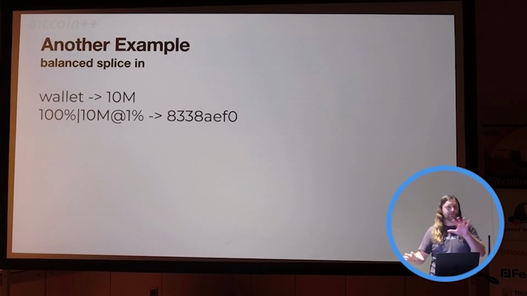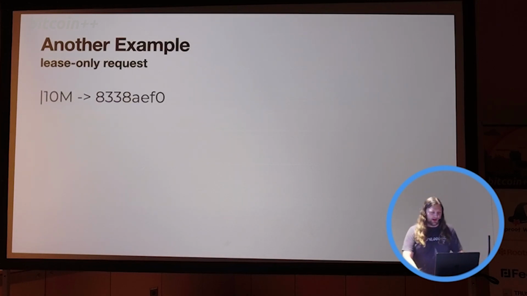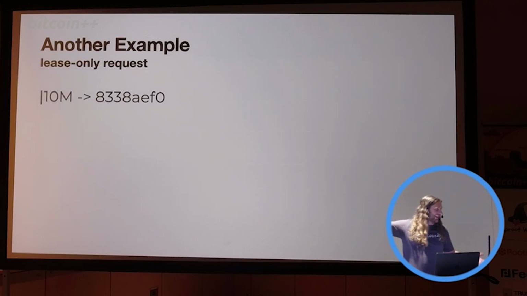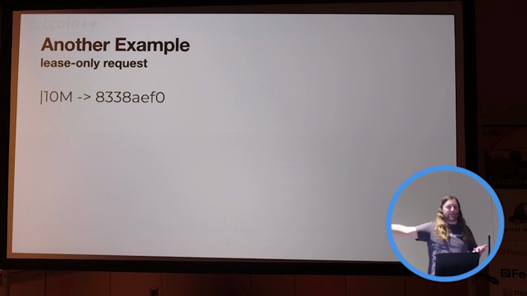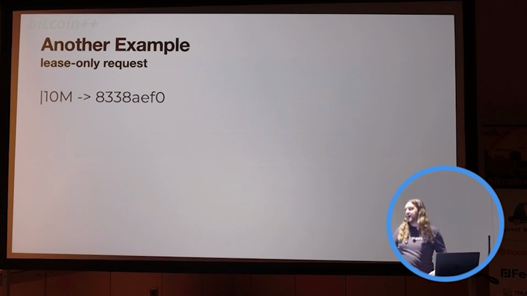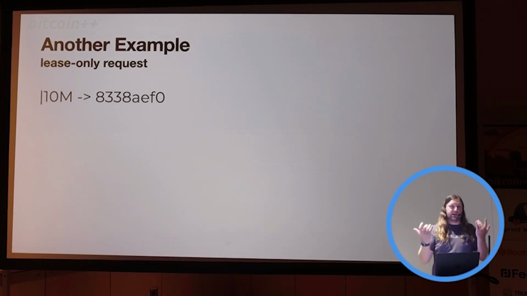Any more questions? Okay. You can also do this weird thing where you don't put in anything. And this is actually a lease-only request. So we're splicing in 0 sats, and we're like, yo, channel peer, you put in money. I don't want to put any money in. And this is how you would make a lease request for them to put in 10 million sats.